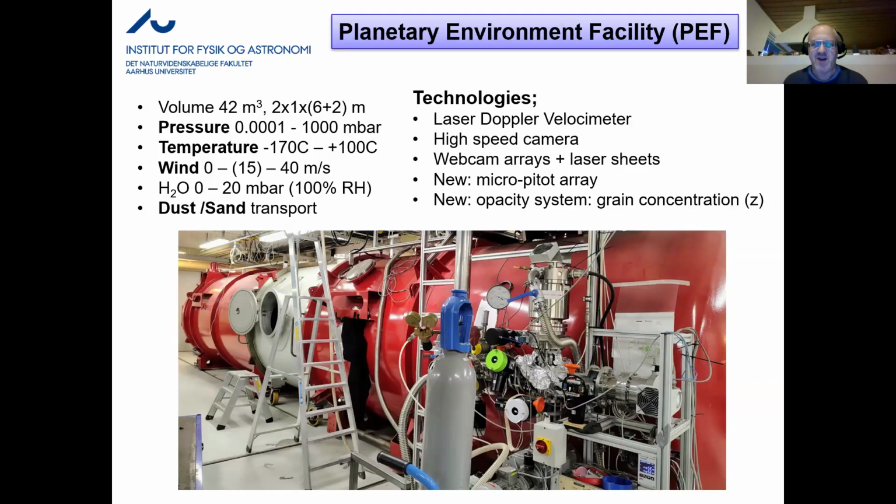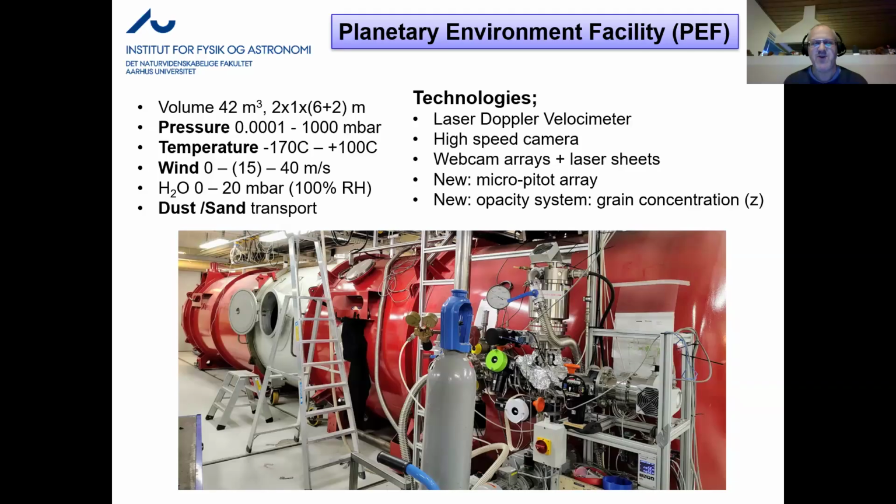You may know what a laser Doppler velocimeter is. It's essentially a flow sensor that works by detecting dust or sand grain velocities. This is extremely useful for calibrating other wind sensors, for example. We use high-speed cameras; I'll show you some movies later on. We often use webcams, sometimes arrays of webcams, and often use laser sheets. And there are two new techniques that we've been developing, which we are now using and are super useful. We are very happy about them.